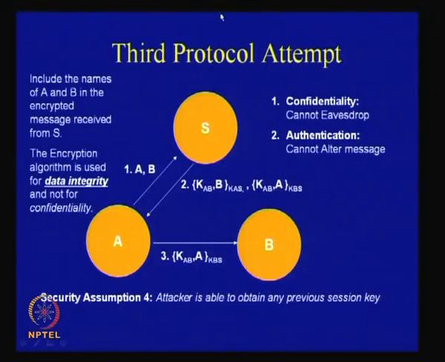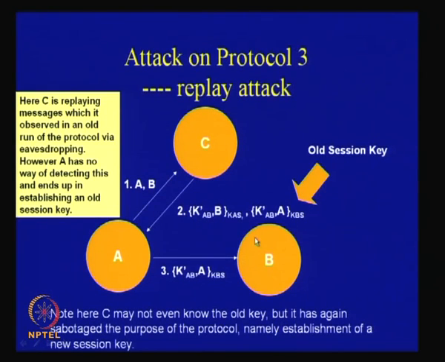Let us again consider this particular protocol in the light of this kind of scenario. Let us consider that there is an adversary C which does this. Here C is replaying messages which it has actually observed in an old run of the protocol via eavesdropping. It could be either eavesdropping or it could be that it has been a part of the previous protocol. However, A has got no way of detecting this, and let us see what happens.